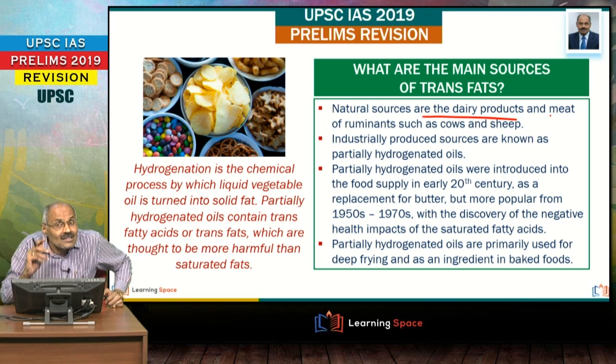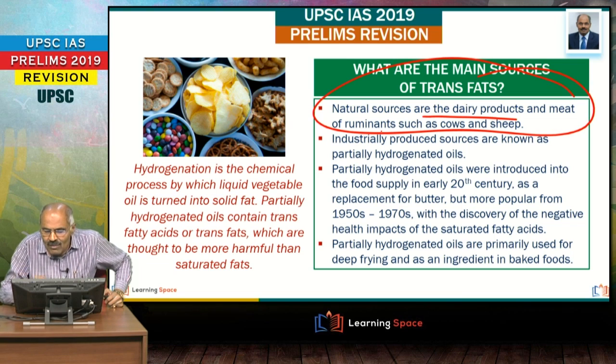Trans fats can come naturally from the dairy products and meat. So when you look at the trans fats, I have already told you they were introduced some time back, that means around 50-60 years ago, to reduce the usage of saturated fats, and now it is felt trans fats are also dangerous, and because of that trans fats are going to be reduced. And here trans fats can come in two ways. One is natural sources, these are the dairy products and meat of cows and sheep, this is natural.